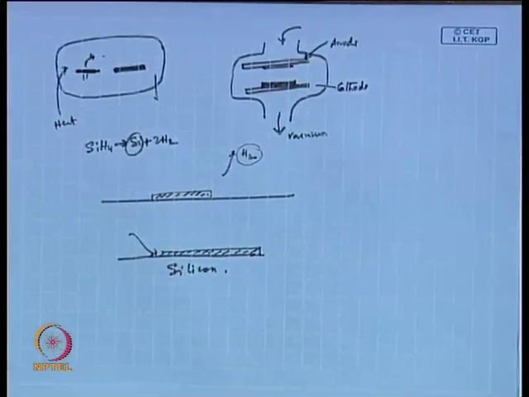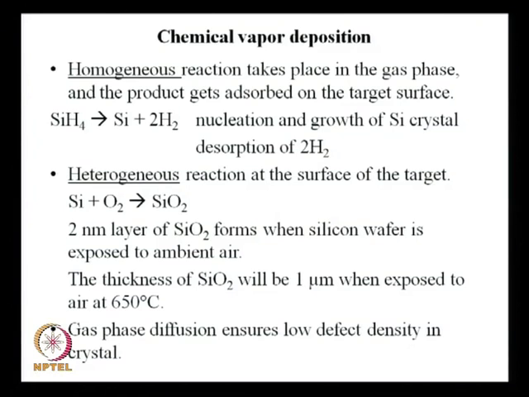Now, gas phase diffusion ensures low defect density in the crystal. I already pointed out that gas phase diffusivity is much higher, so it helps you in reaching all the places, and so avoids mass transfer limitation. For example, a crystal formation requires that atoms be supplied at the right time at the right place, then only a crystalline arrangement can grow in the form we said, 2 face centered cubic lattices separated by etcetera, etcetera.